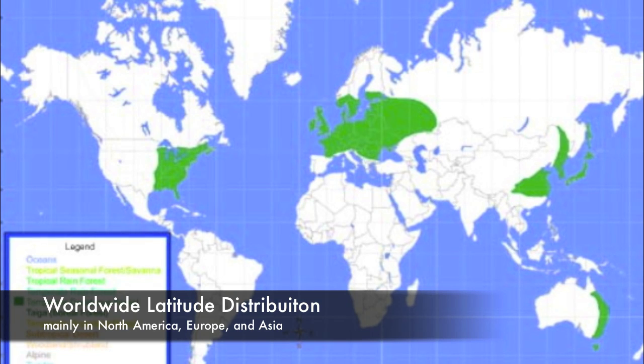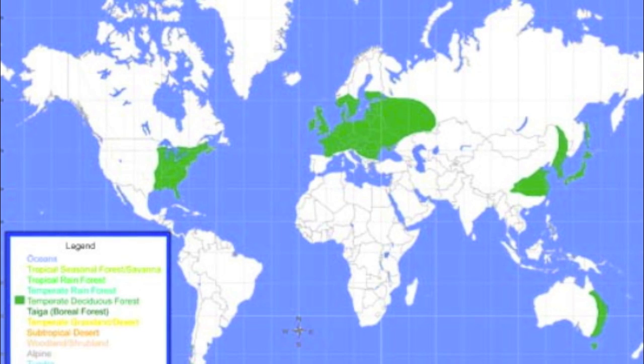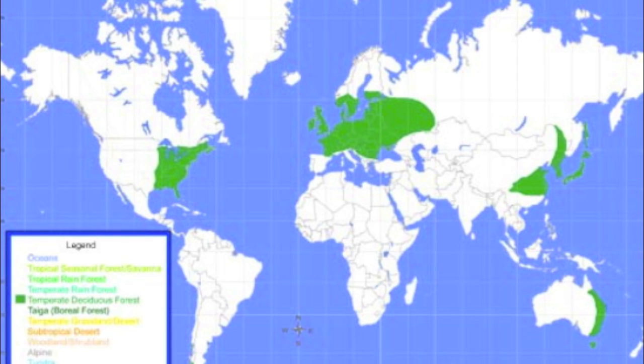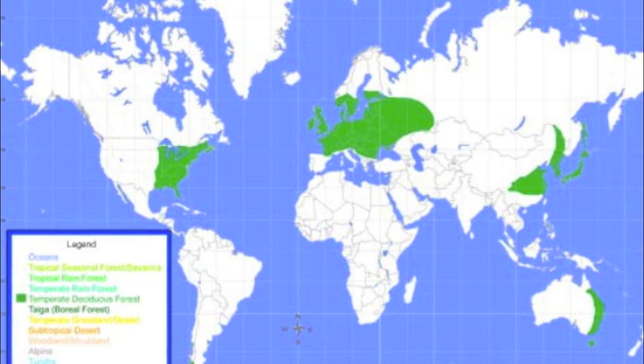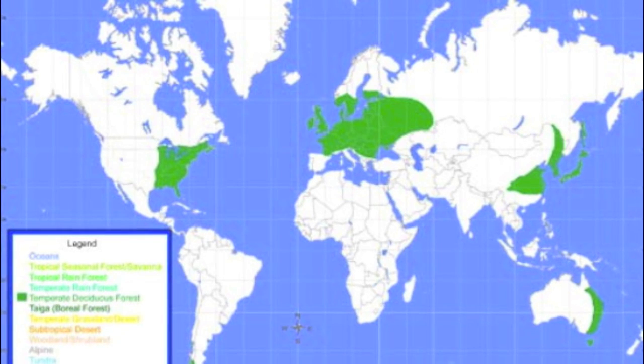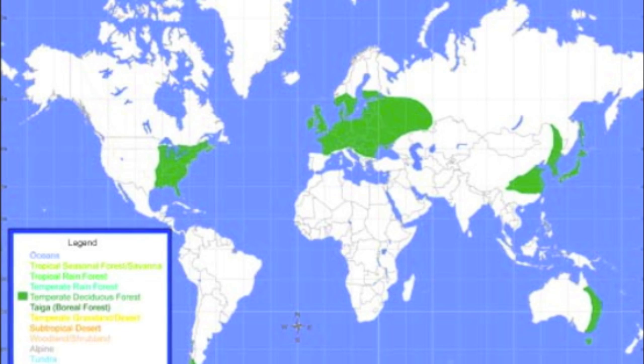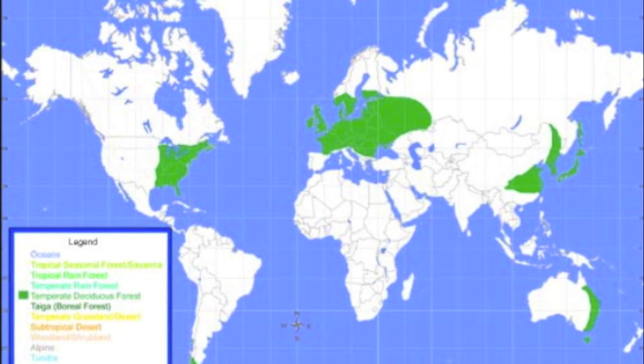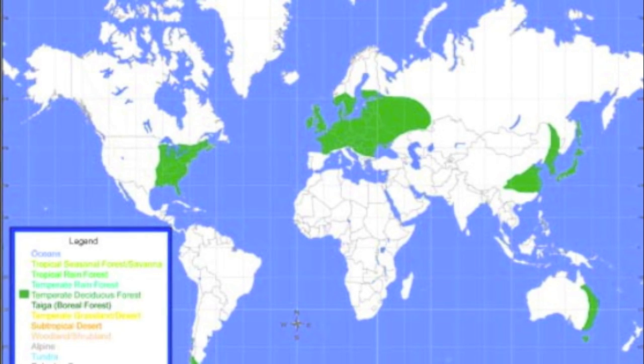The world distribution of temperate deciduous forests is mainly in eastern North America, Europe north of the Mediterranean, and eastern Asia, including Japan. There are also small areas in southern South America and eastern Australia.